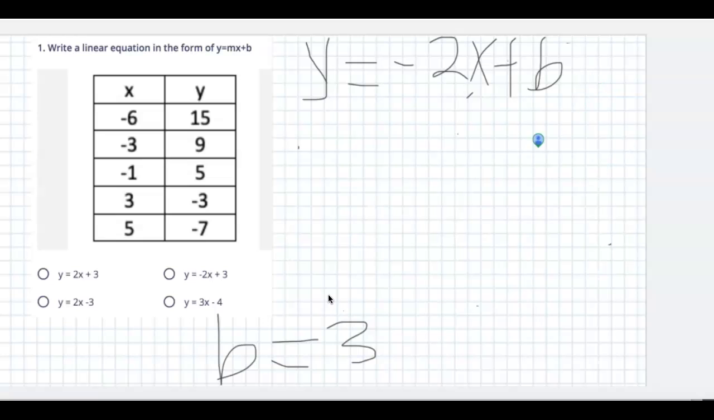All right. So now we're going to write our equation. Y is equal to negative 2x. We know what b is. It's 3. So that means your answer will be this one.